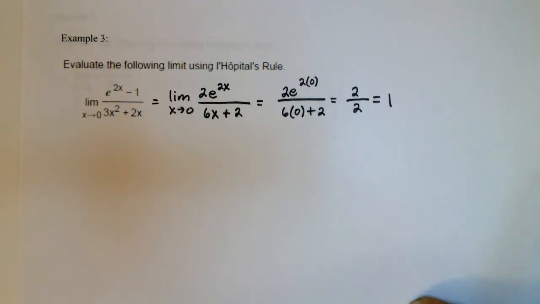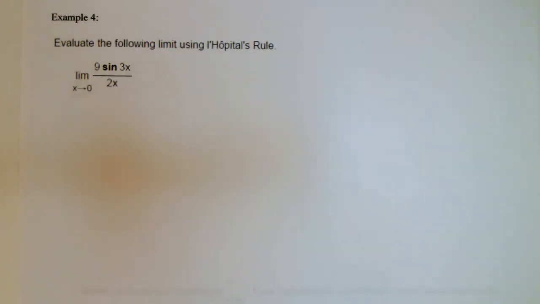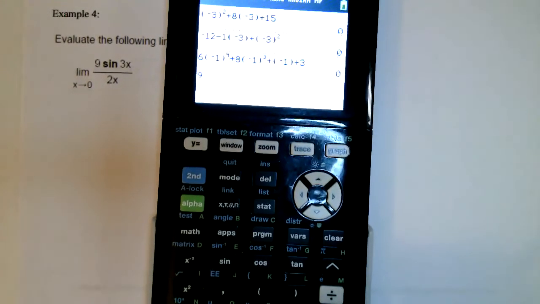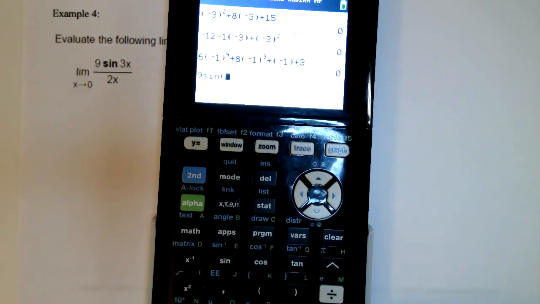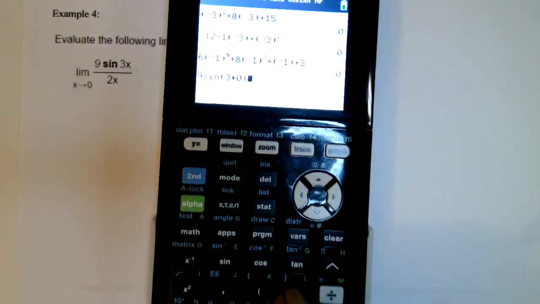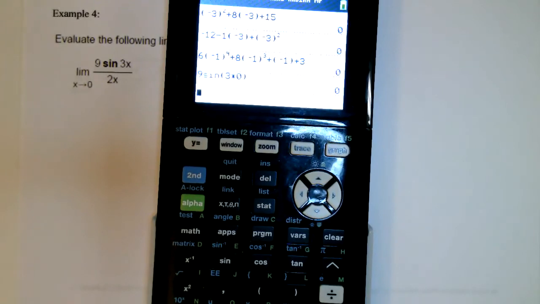Okay, here's another example. This time, we're going to look at one dealing with trig functions using L'Hopital's rule. Here we've got the limit as x approaches 0 of 9 sine of 3x divided by 2x. So if I use direct substitution, you're going to see that 9 times the sine of 3 times 0 ends up being 0. And the denominator, 2 times 0, will be 0.